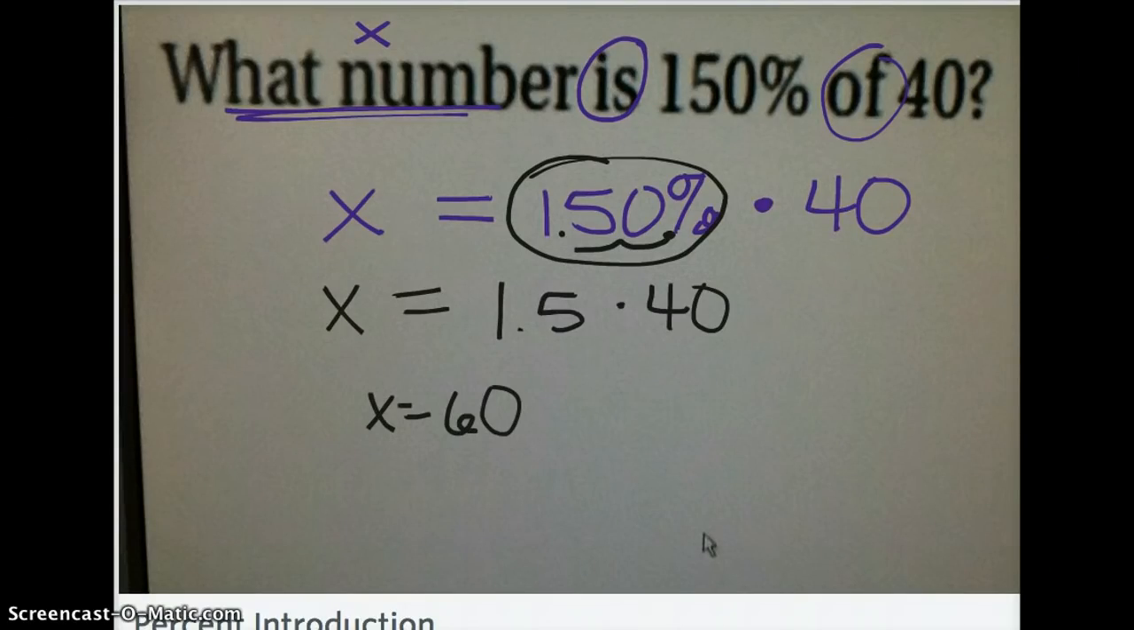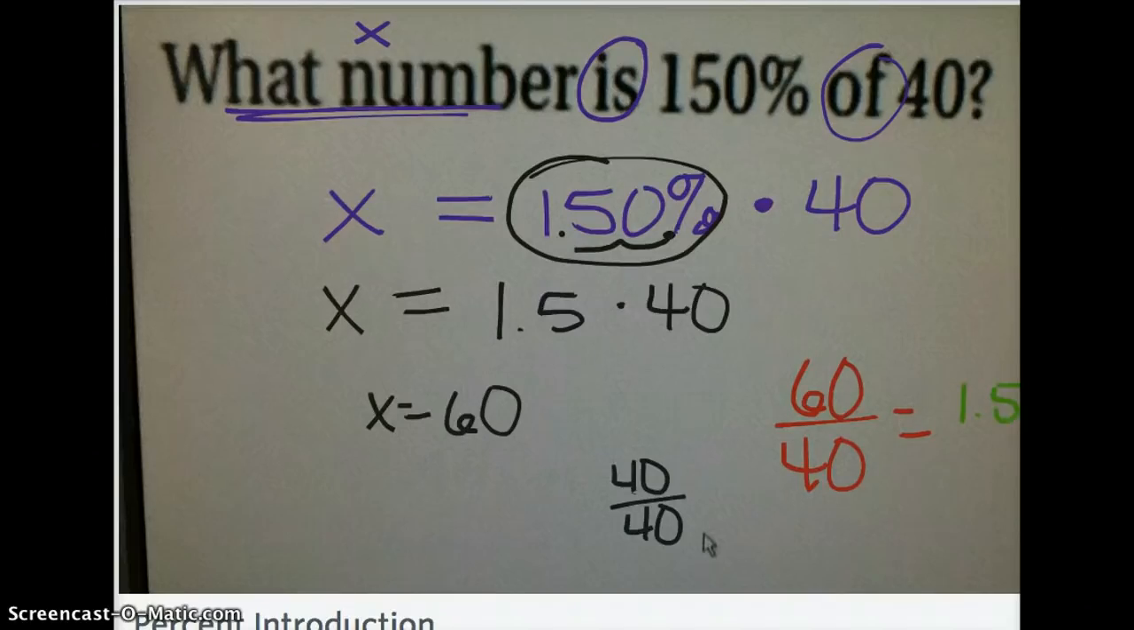So now let's see if this makes sense. It says, what number is 150% of 40? So 60 out of 40, is that 150%? Well, think if that makes sense. 40 out of 40 would be 100%. But 60 out of 40, well, that's over 100%. If you divide it out, 60 divided by 40, you do get 1.5, which is the same as 150%.